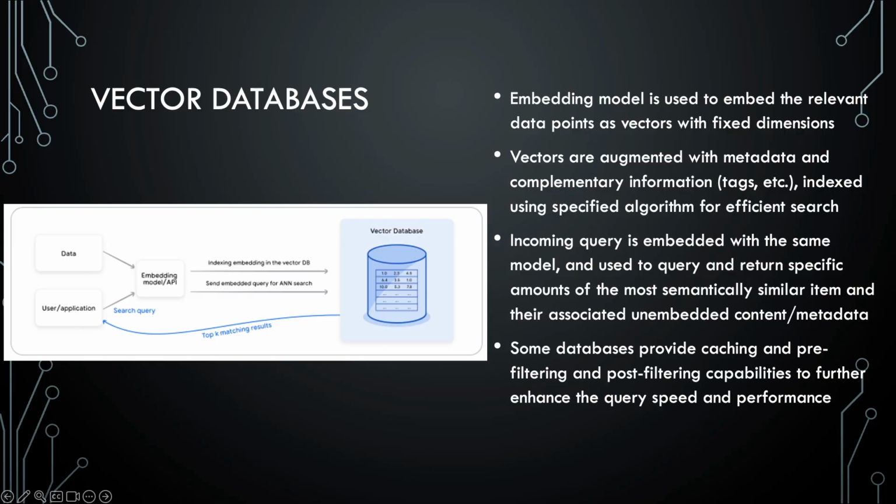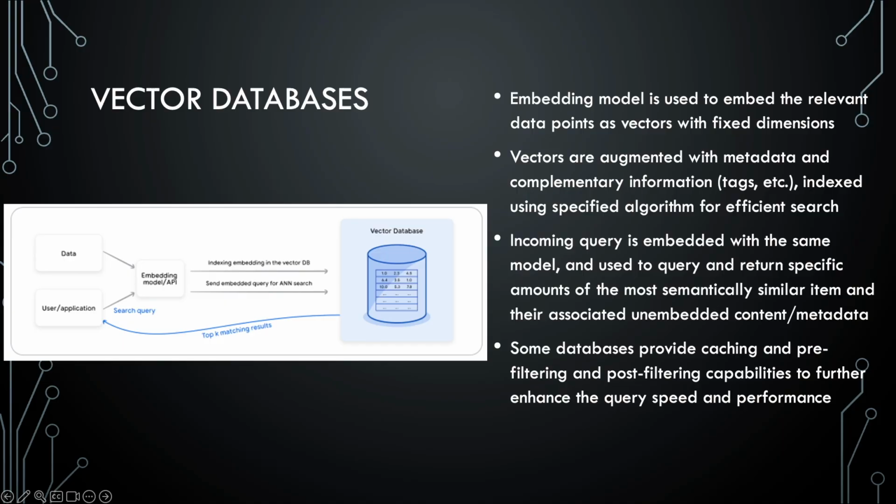Whether you use your own or use a built in embedding model, the first step in RAG is to embed the relevant data points as vectors with fixed dimensions. The vectors in the database are augmented with metadata and tags, and indexed using whichever indexing algorithm is required for efficient search. An incoming query is embedded using the same embedding model, and then used to query and return a specific number of the most semantically similar results, along with their associated unembedded content and metadata.